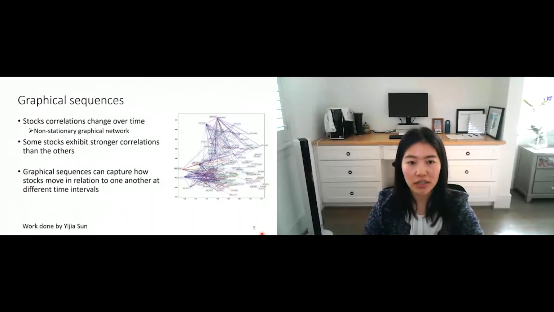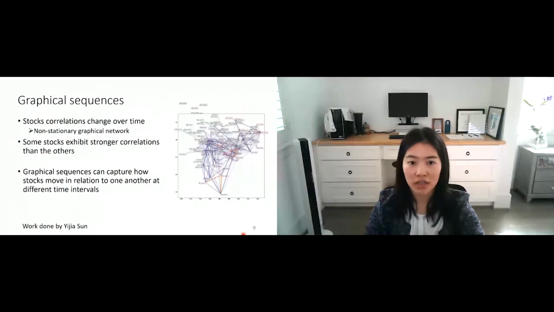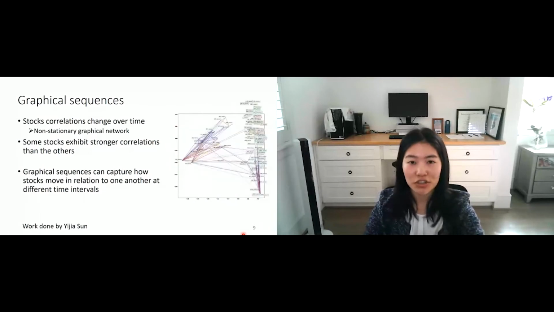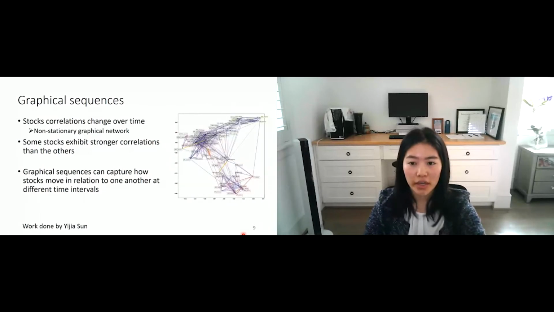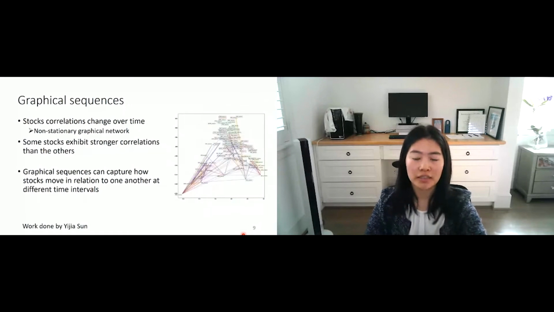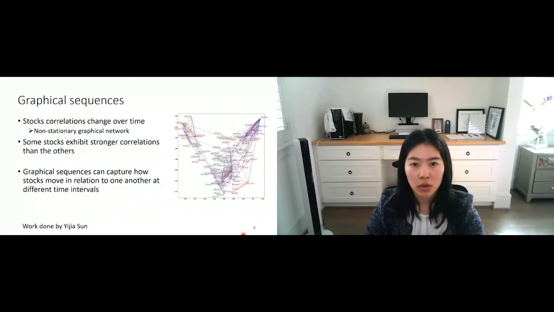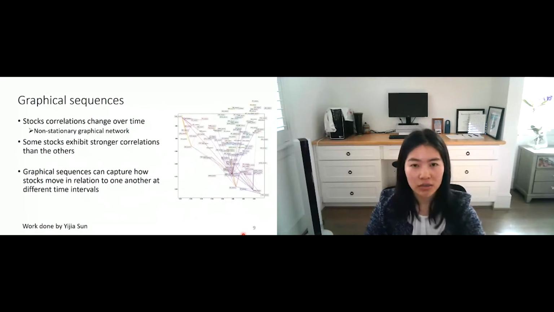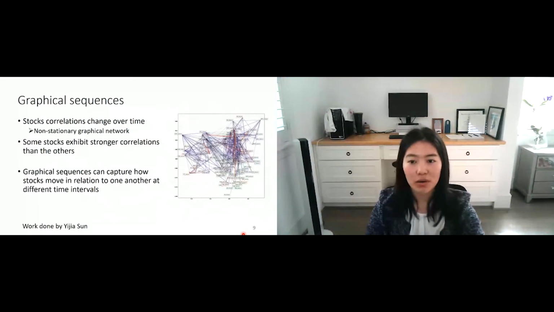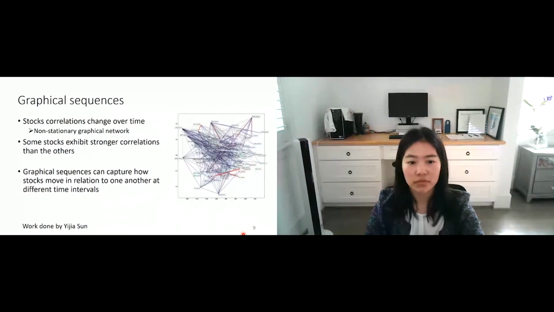And the next part is graphical sequences. This part was done by Zhan. The main idea is that stock correlations change over time, and we want to update the graph so we get an update of the connectivity and the graph structure. And we also know that some stocks will exhibit stronger correlations than others. So we do not want, or we do not need, a fully connected graph.